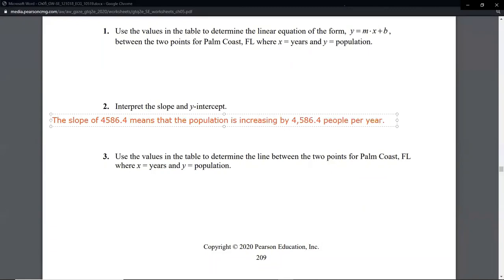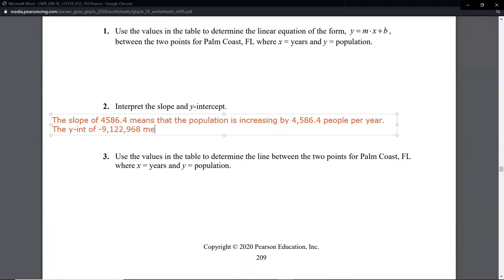Now you might be saying, why didn't you just say 4,586? Because we're dealing with a large population. If we were only dealing with a dozen or 100 people, I would round that to the nearest whole. But when we talk about very, very large values with people, we keep the decimal. So that's the slope.